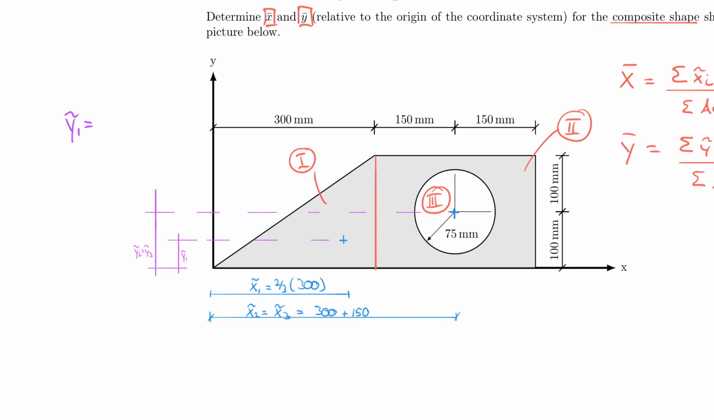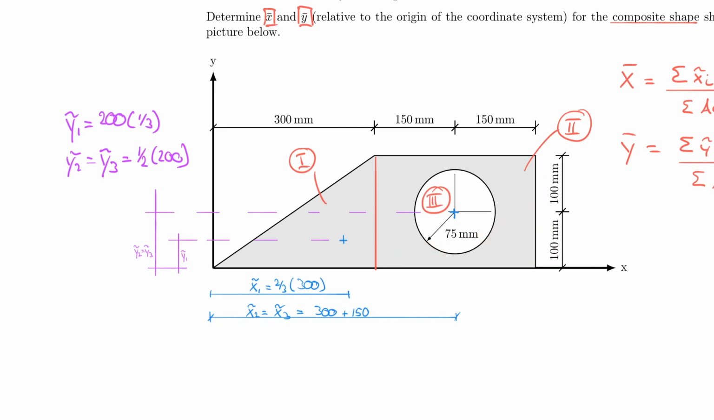Y tilde 1 is equal to the height times 1/3, so that's 200 times 1/3, and Y tilde 2 is equal to Y tilde 3, which is equal to 1/2 of 200, which is actually also shown to you right here.